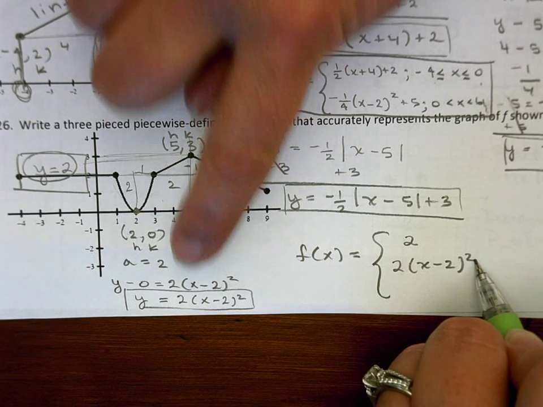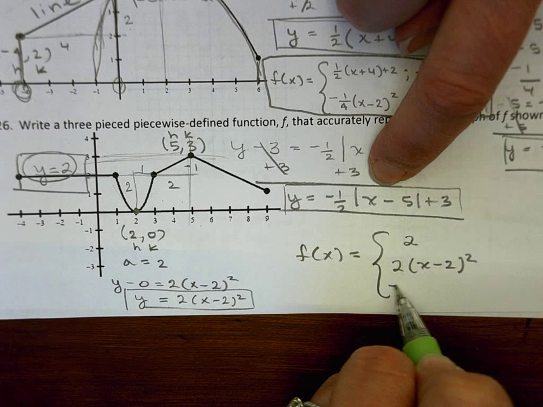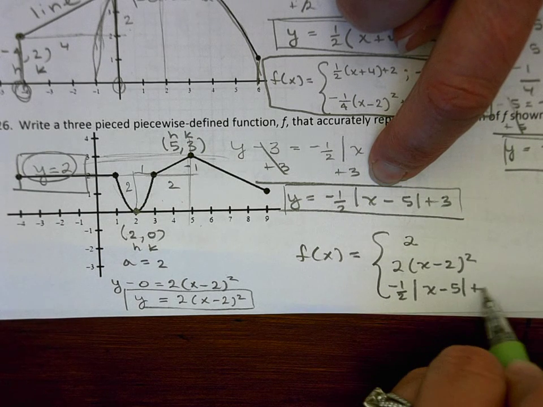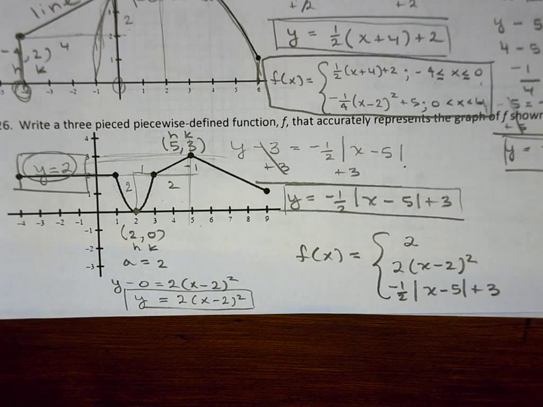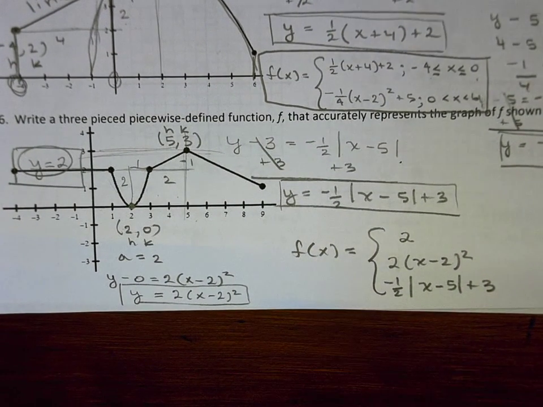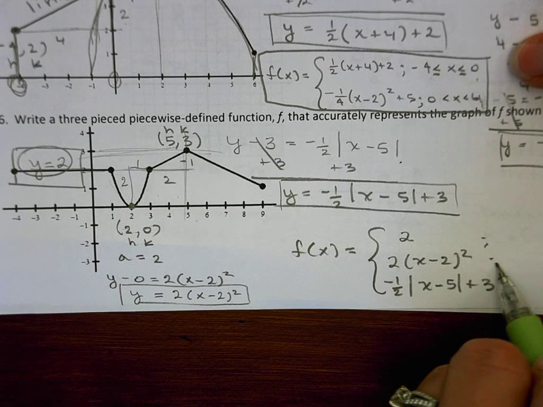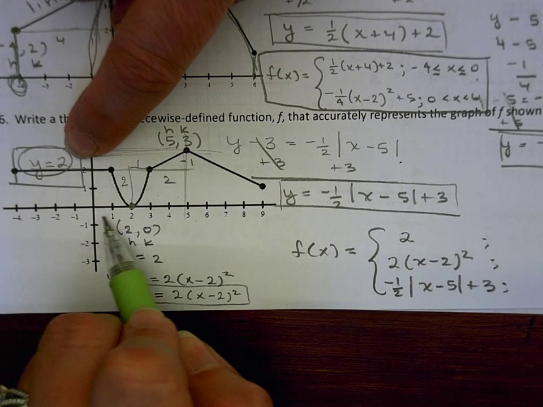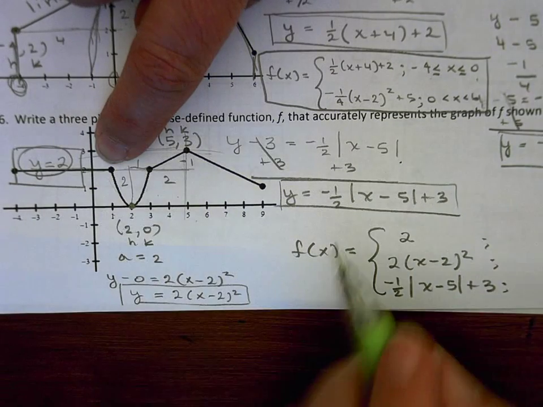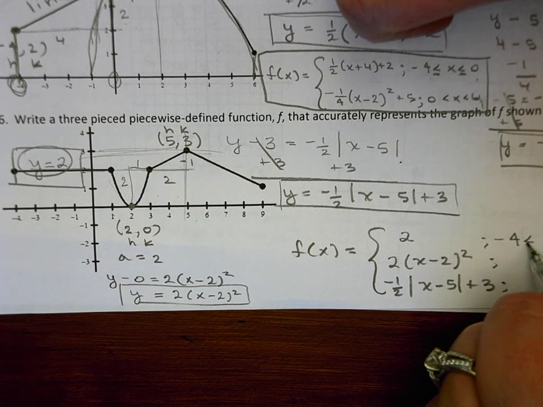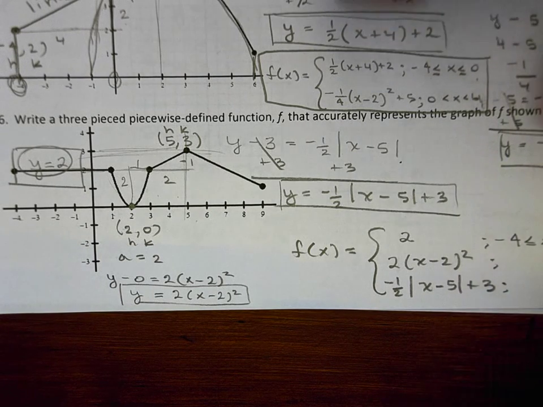And then my absolute value. Okay. So those, now I just need to do my inequalities. So for this one here, it looks like I started at -4 and ended at 1. So -4 to 1. Move that over just a little bit.